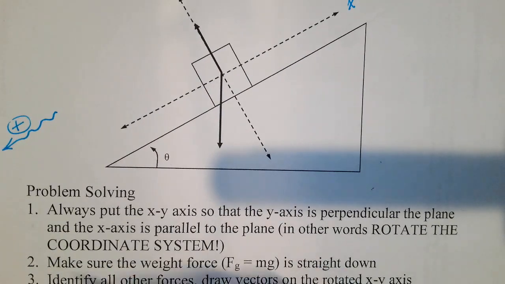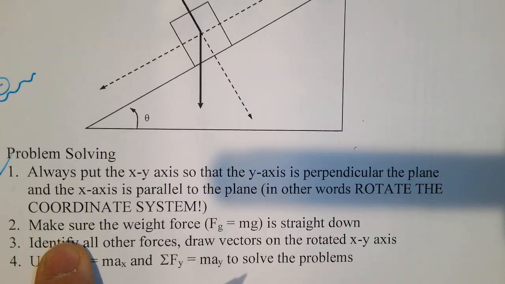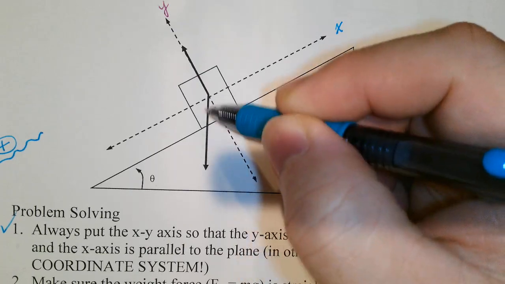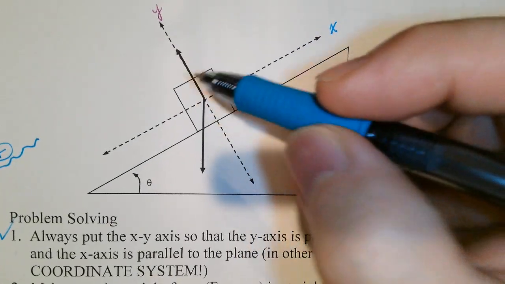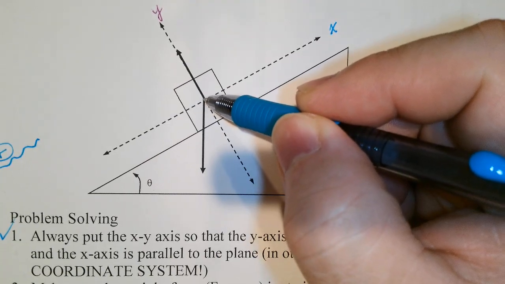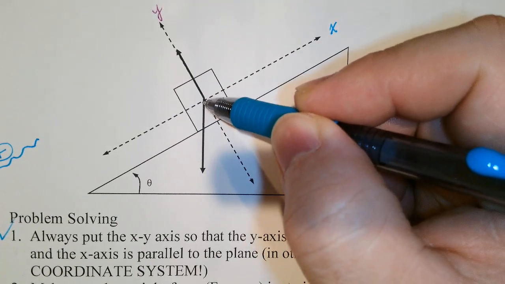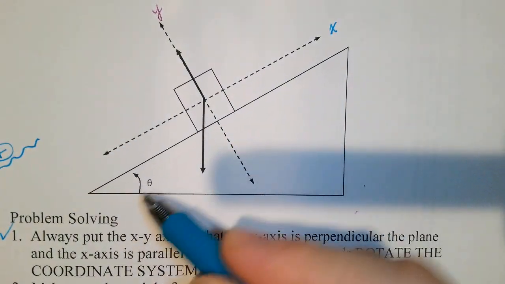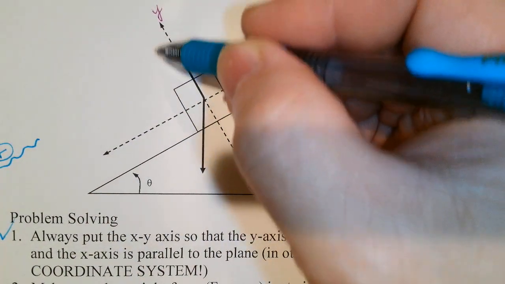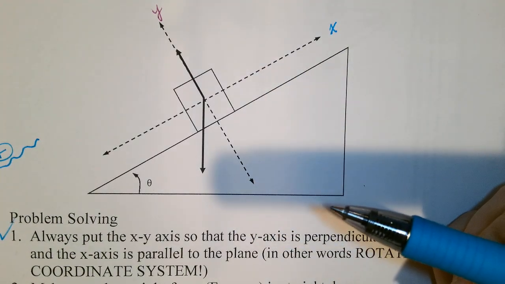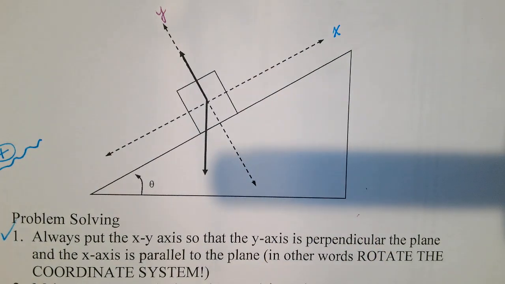Second thing, make sure the weight force, Fg, is always straight down, right? You have to have a plumb bob in order to figure out where straight down is, but it's always going to pull towards the center of the earth, straight down, no matter how shallow the incline is or how steep the incline is. The Fg will always pull straight down. And that's very important. You have to practice drawing that.